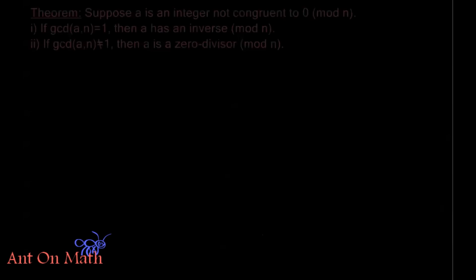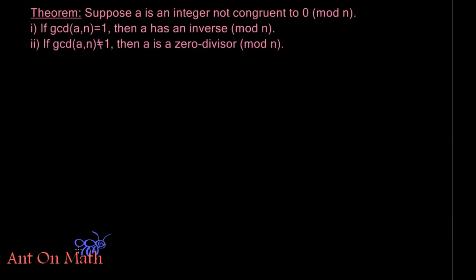So first a theorem that's going to help us out. Suppose a is an integer that is not congruent to 0 mod n. Now n is my modulus and a is my integer not congruent to 0. If the GCD of a and n is 1, so in other words if they're relatively prime, if my number is relatively prime to the modulus, then it has an inverse mod n.